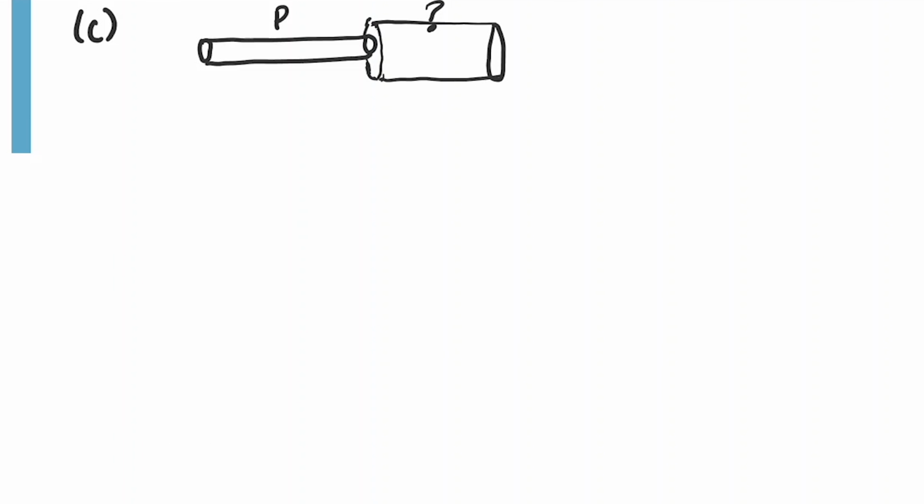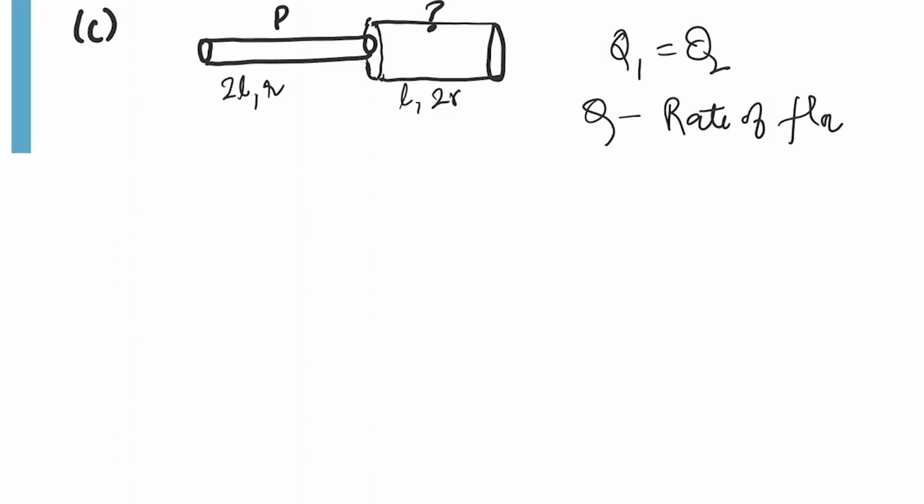We are given the pressure difference in the first capillary tube to be capital P, and we have to calculate the pressure difference in the second capillary tube. The first has length 2L and radius R, and the second has length L and radius 2R. At the junction, the rate of flow will be the same. Here Q is the rate of flow. We will use this condition to solve this question.